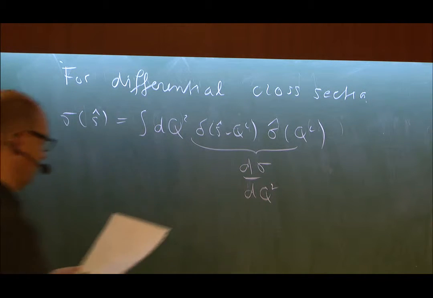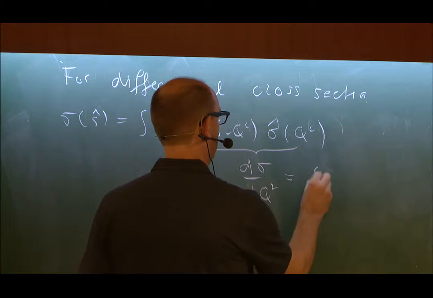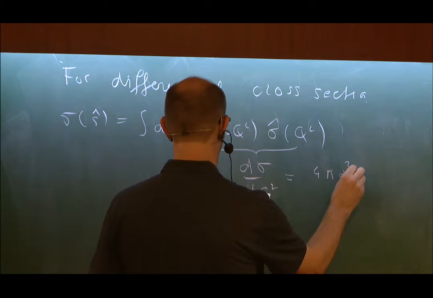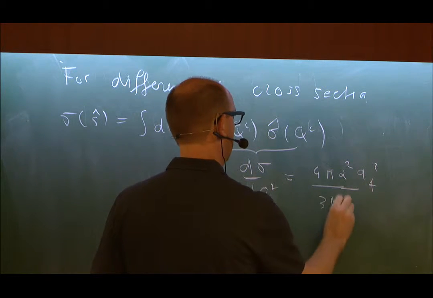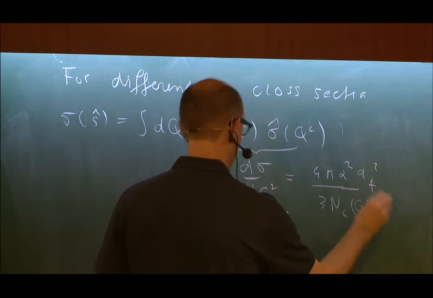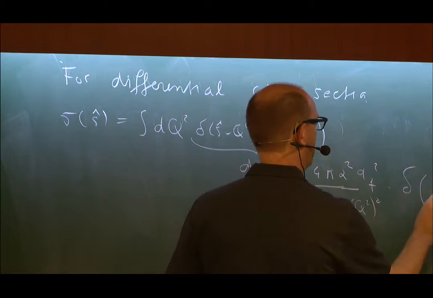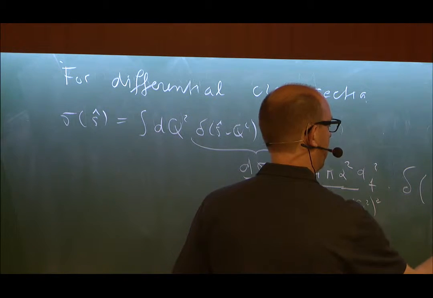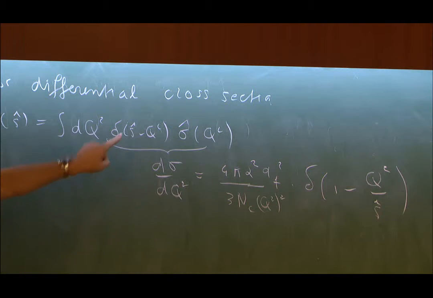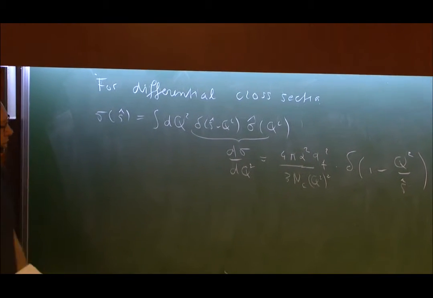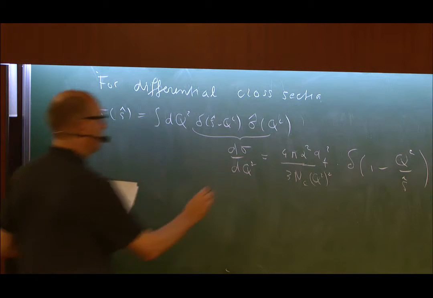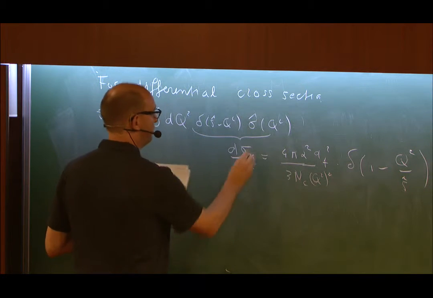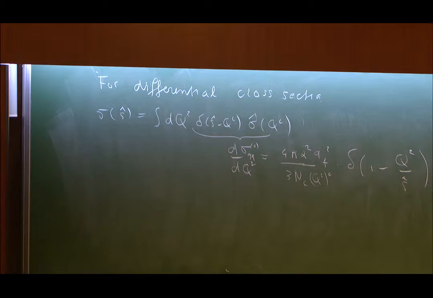Which you can then write as 4 pi alpha squared qf squared over 3 nc q squared times delta 1 minus q squared over s hat. I extracted one factor s hat out of the delta function, and it became an extra q squared factor. So this is the differential cross-section for quark, anti-quark to leptons, the lowest order. The lowest order Born cross-section.